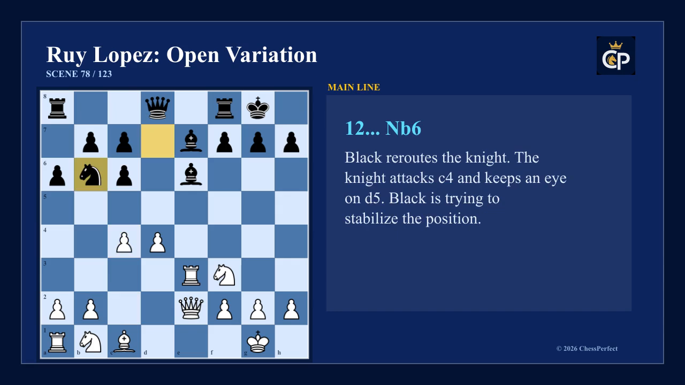Knight b6. Black reroutes the knight. The knight attacks c4 and keeps an eye on d5. Black is trying to stabilize the position.